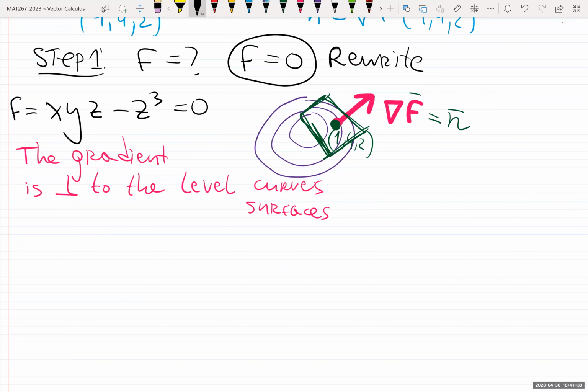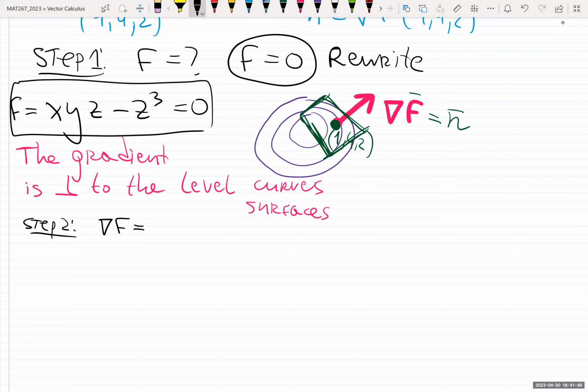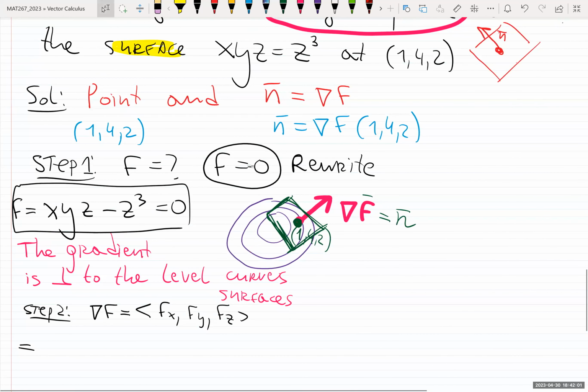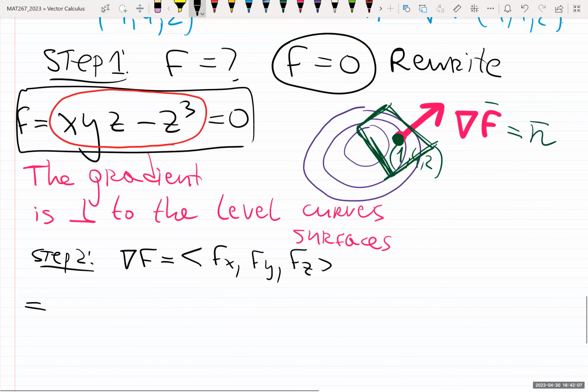So step 1, we found f. Put it in the box. We need that. Step 2, let's find gradient f, del f. Partial derivatives, nicely written in a row. That's what we're talking about. Okay, let's just do that. Your brain should be really good at finding partial derivatives right now. Remember how hard it was at the beginning, and then you just get used to it really fast.